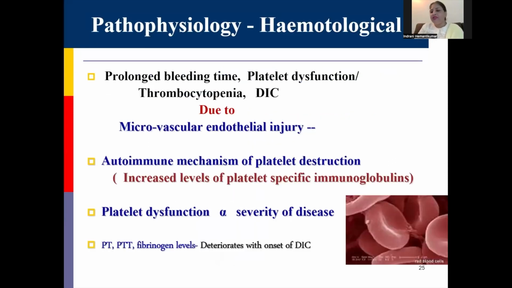Hematological, what are the things which can get affected in the blood? So you can have a prolonged bleeding time. Platelet dysfunction like thrombocytopenia can occur. DIC can occur because of microvascular endothelial injury. The thrombocytopenia can be because of autoimmune mechanisms of platelet destruction. And if there is platelet dysfunction, the larger the platelet dysfunction, the more severe is the disease. So you need to do PT, PTT, fibrinogen levels, and the entire DIC profile.